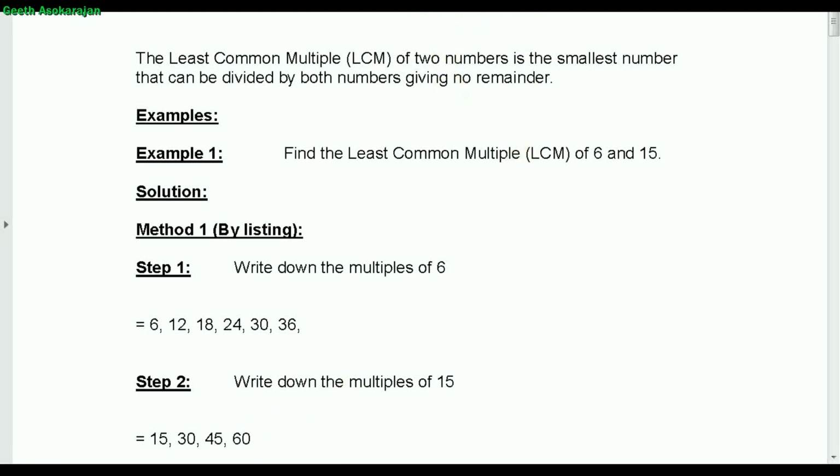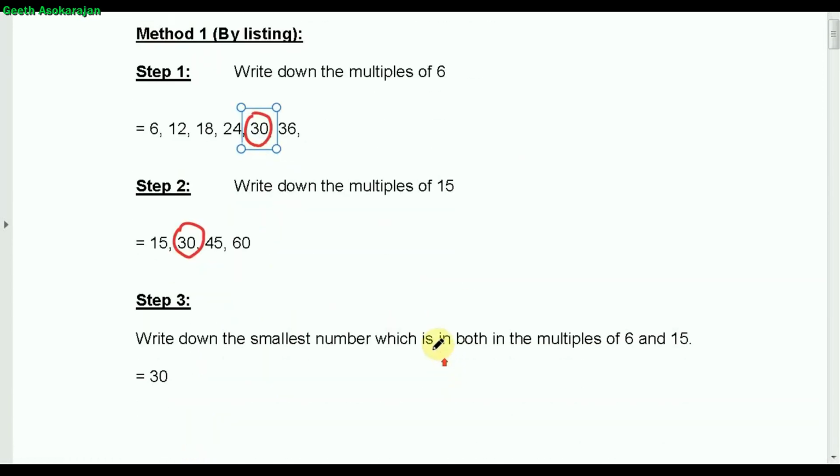And then in the last step, what you need to do is identify the smallest number which is common to both of these lists. So the smallest number, as you can see, is 30. So 30 is the smallest number which is common to both multiples of 6 and 15. So in step number 3, the smallest number which is in both the multiples of 6 as well as 15 is 30. So therefore 30 is the LCM of 6 and 15.